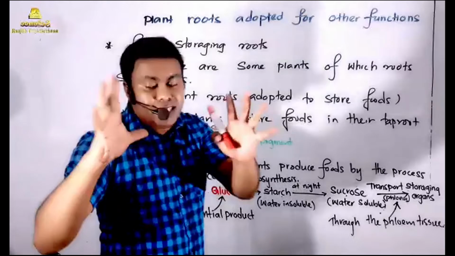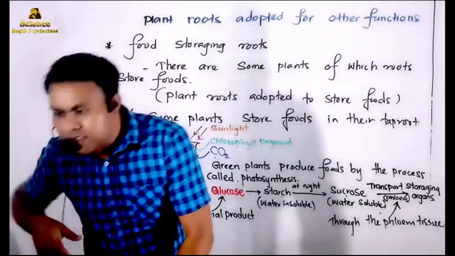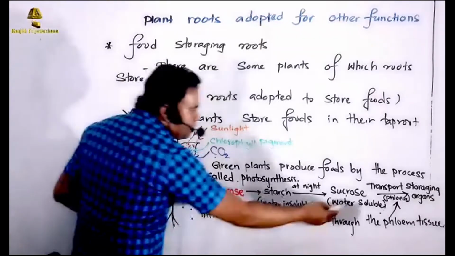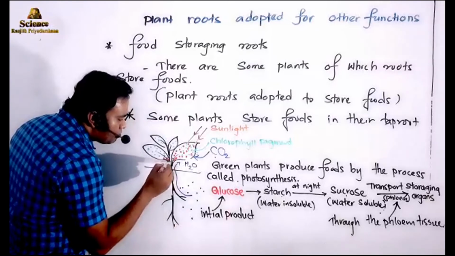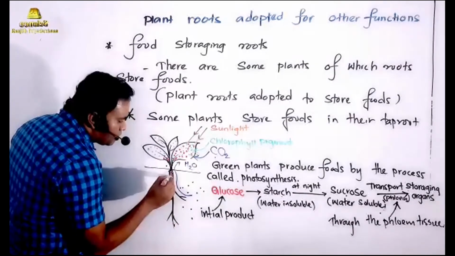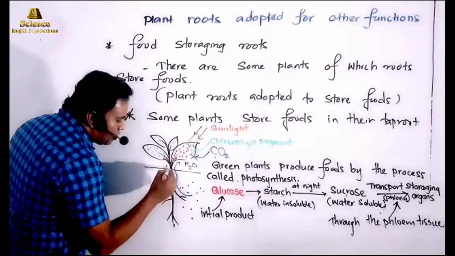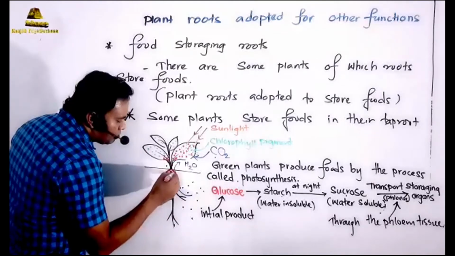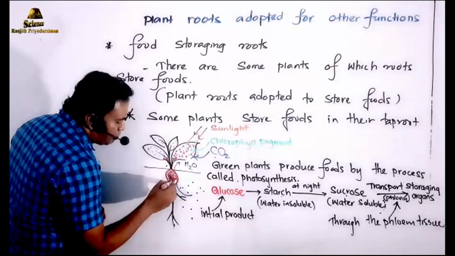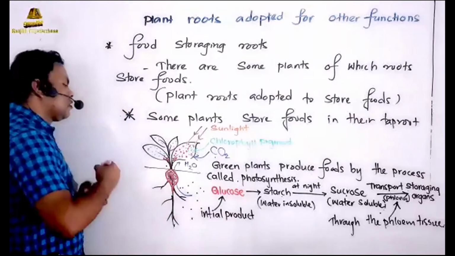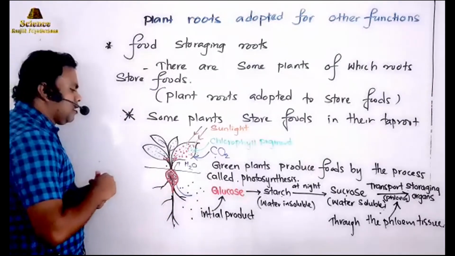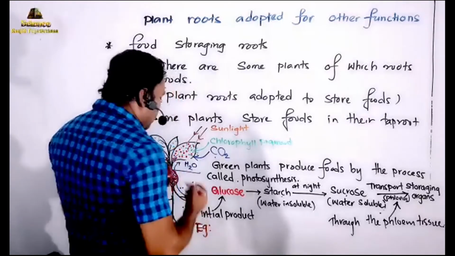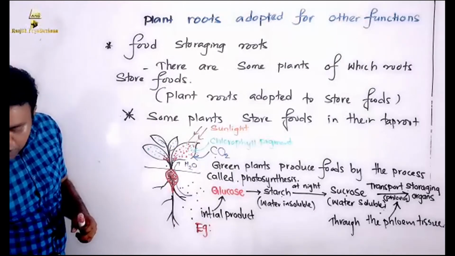Now stop writing for a while. Okay, now look at this. These foods as sucrose are coming down. Now what happens? It is stored in this taproot. The taproot is swollen. So you can see that food is stored in taproot. Tell me one example for this. Carrot, beetroot, radish. Very good.